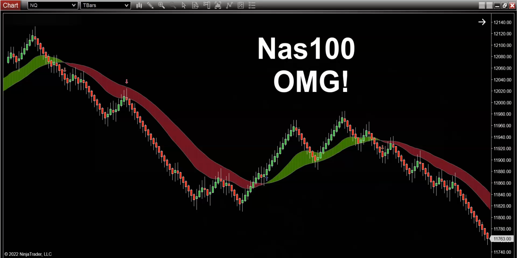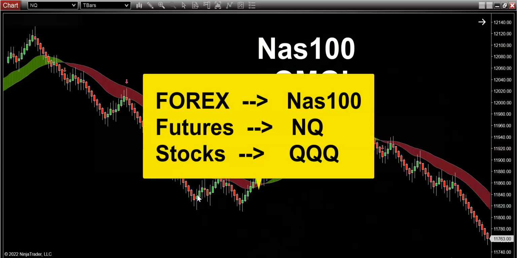Let's get right into it, folks. What you're seeing on the screen right now is the most volatile symbol in the world right now, right? That's the NAS 100. If you trade forex, your symbol is NAS 100. If you trade futures, your symbol is NQ. Love the NQ. And of course, if you trade stocks and options, your symbol is QQQ.